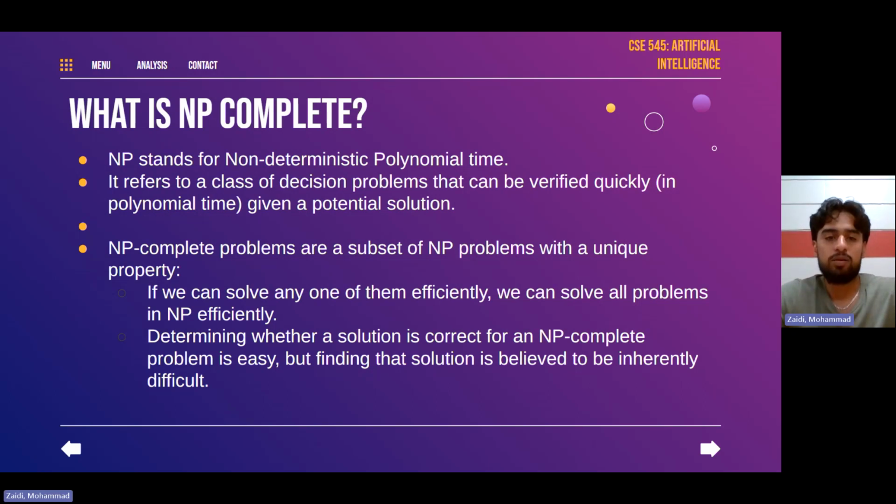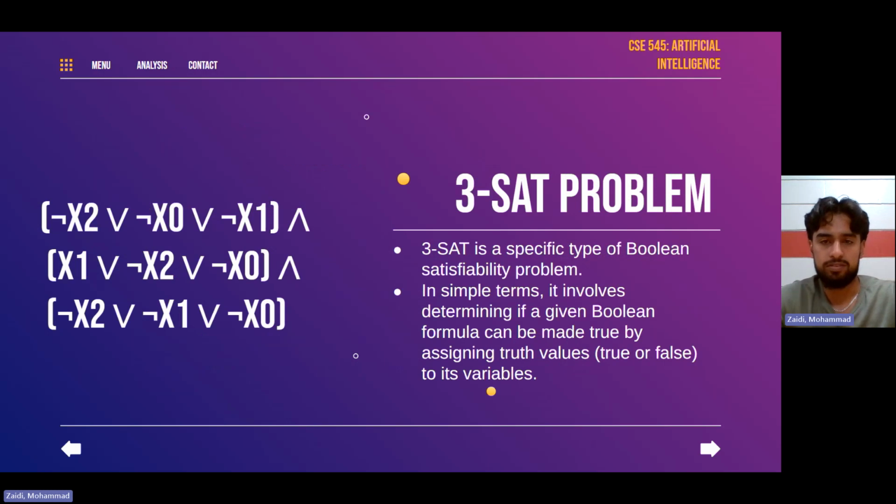Now, NP-complete problems are a subset of NP problems, such as the problem we're going to investigate today, which is 3 SAT. They're special in the sense that if we can solve any one of them efficiently, we can also solve other problems in NP efficiently. And determining whether a solution is correct for the problem might be easy, but finding that solution is believed to be inherently difficult. So the 3 SAT problem is a specific type of Boolean satisfiability problem.